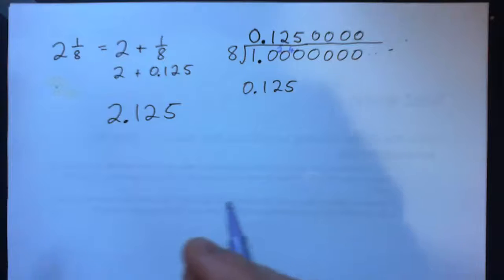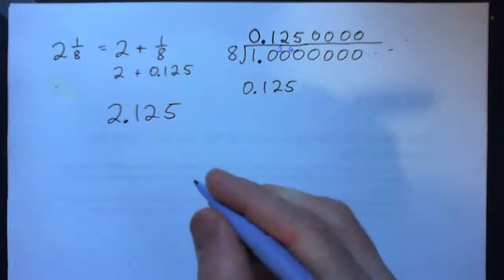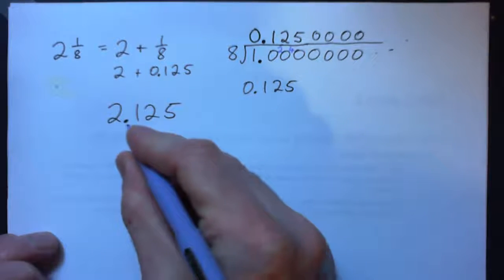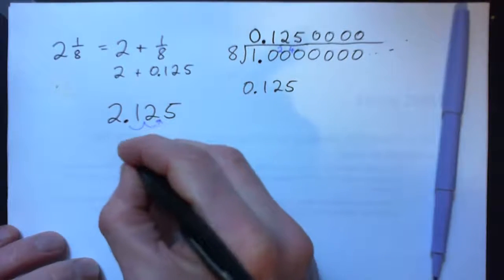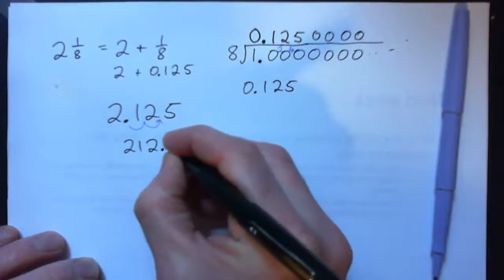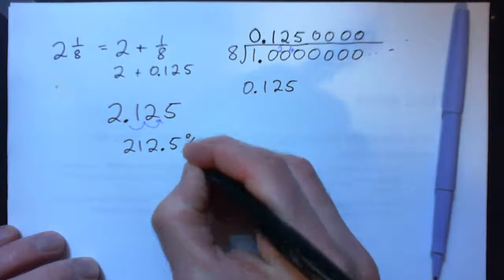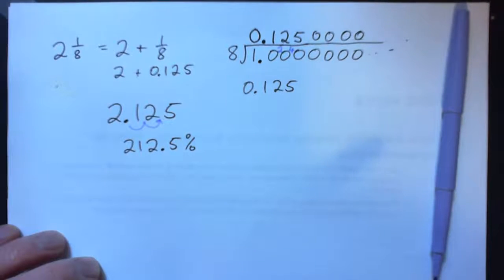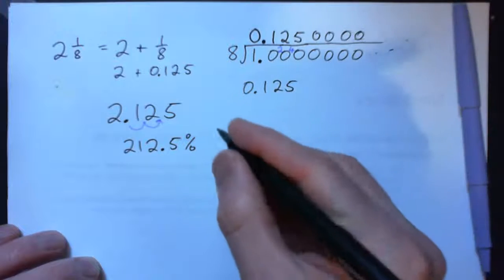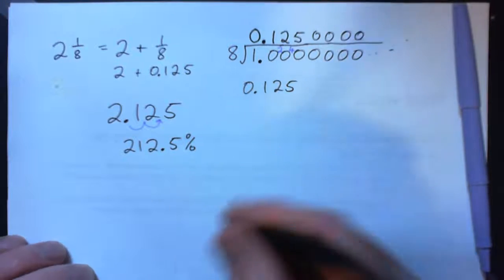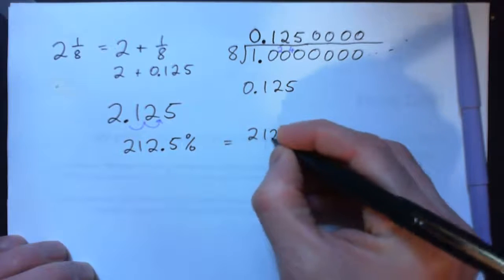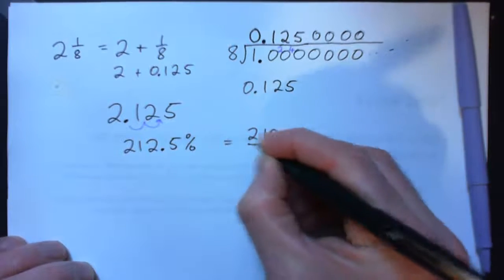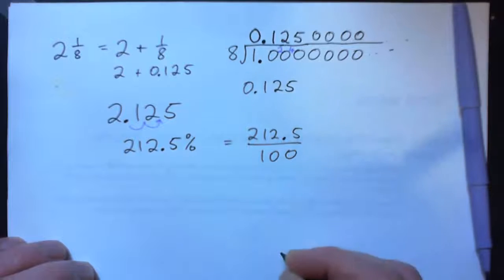So to turn into a percent, you move the decimal point 2 spots to the right. And you just get 212.5%, okay? And why is that? Because percent means per hundred. So if we check that, that is 212.5 per hundred. That's what percent means, per hundred.